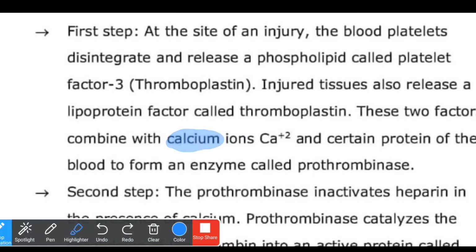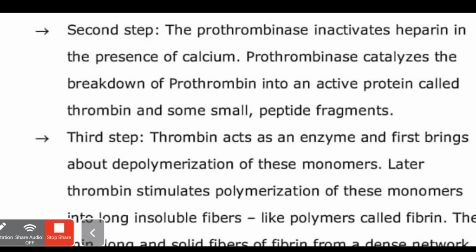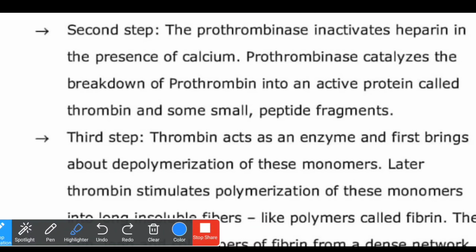Ultimately these two factors are combining with the calcium ion and certain proteins of the blood to form an enzyme called prothrombinase. So thromboplastin is combining with the calcium and they are forming a new enzyme. The new enzyme is called prothrombinase. Now dealing with the second step of blood clotting.